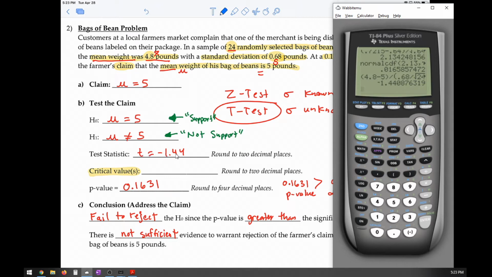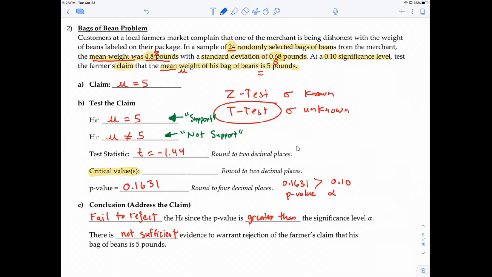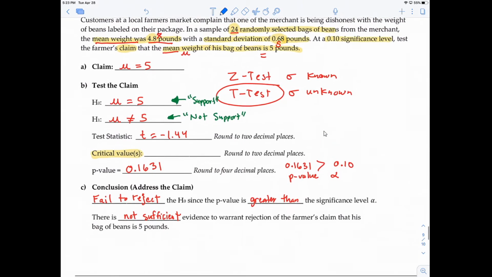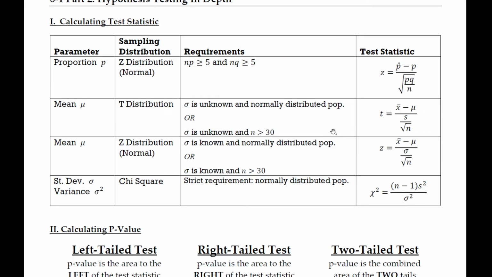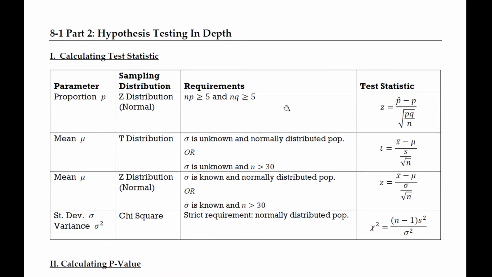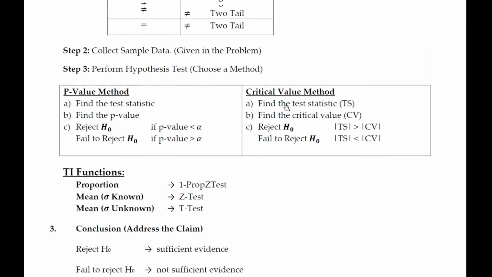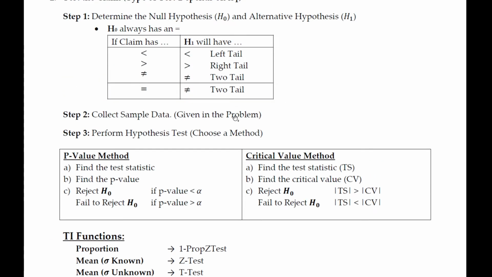T equals negative 1.44. Okay, to find the p-value, first of all, we have to decide whether it's a two-tailed test, a left-tailed test, or a right-tailed test. In this case, because the alternative hypothesis has a not equal sign, it's going to be a two-tailed test.